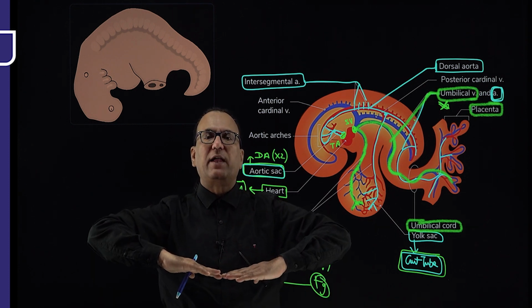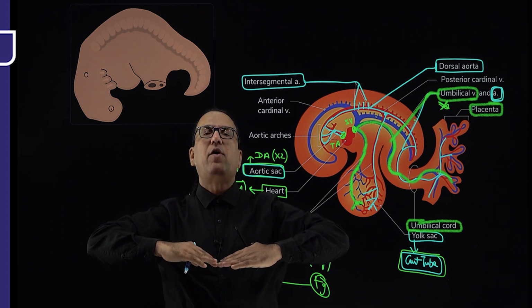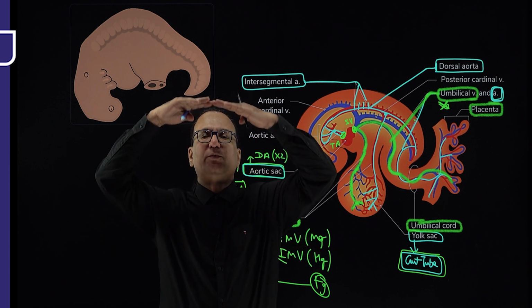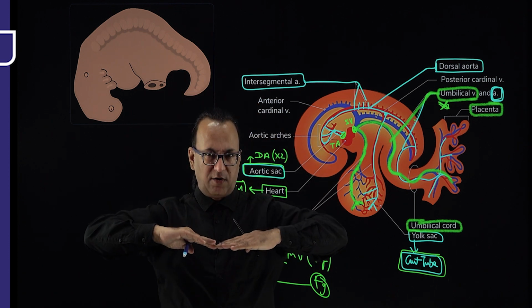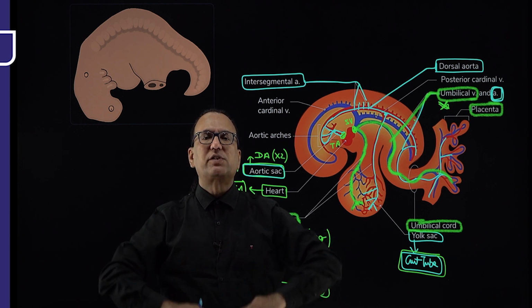The diaphragm is the boundary line. The body above the diaphragm will drain into the anterior cardinal veins. The body below the diaphragm drains into the posterior cardinal vein. Later, the body above the diaphragm will develop the superior vena cava from the anterior cardinal vein, and the body below the diaphragm will develop the inferior vena cava from the posterior cardinal vein.